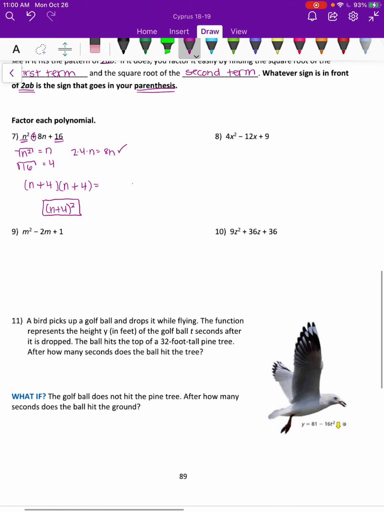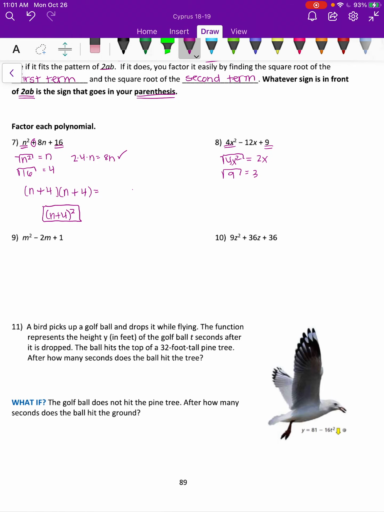Okay. Let's look at number 8. We have a trinomial. Let's check our perfect squares. Yes, that first one is a perfect square and 9 is a perfect square. We need to check the middle piece now. So take the square root of 4x squared and the square root of 9. The square root of 4x squared is 2x. The square root of 9 is 3.